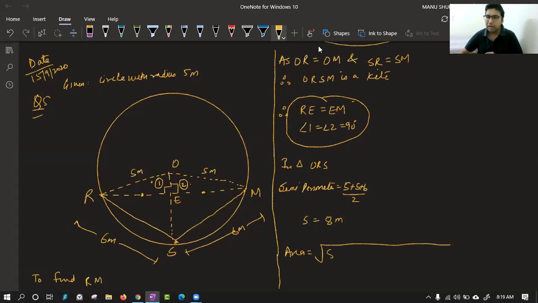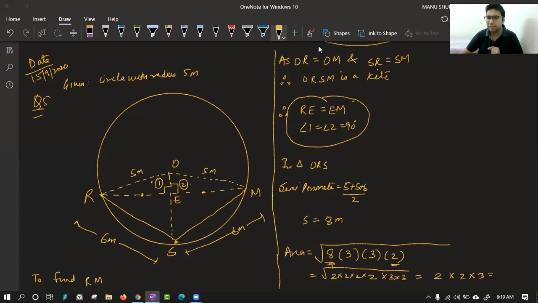So 8 minus 5 is 3, 8 minus 6 is 2. So class, if you observe, this 8 can be written as 2 into 2 into 2. So it becomes 2 into 2 into 2. One 2 is here, let me write here. So what will come out? We will have one 2 outside, a second 2 outside, and 3 outside.